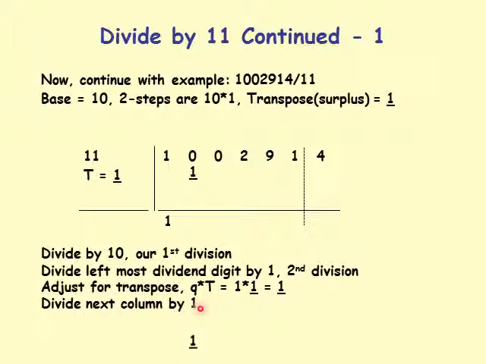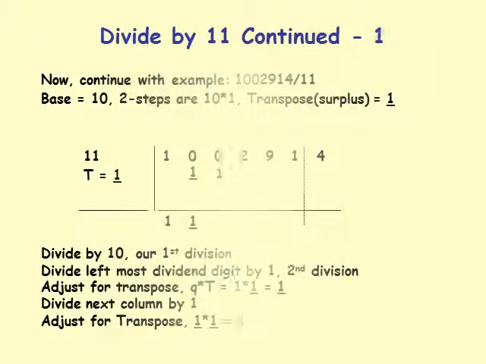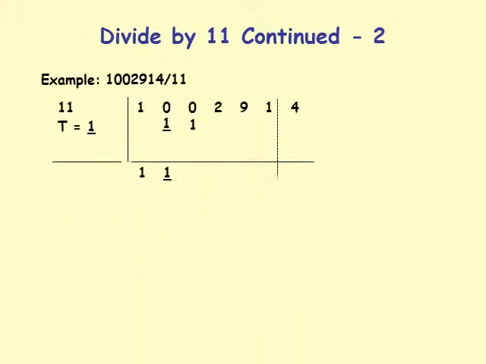Divide the next column by 1. So that's minus 1 here. Now adjust for the next transpose, which is negative 1 times negative 1, which is plus 1. So this is my adjustment for the next column. This is how far we had done in the previous video slide.